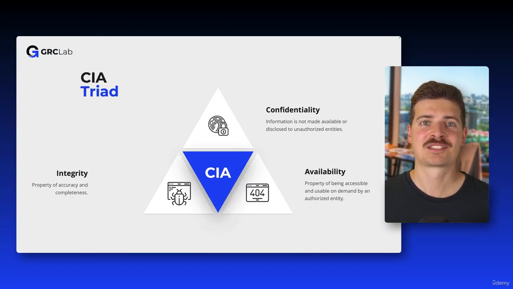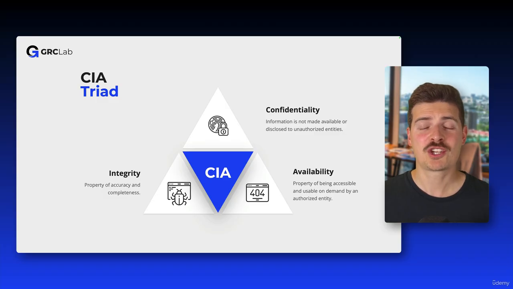And that takes us to a quick wrap-up. Confidentiality means keeping information private. Integrity means keeping information accurate and complete, while availability means keeping information accessible when needed. Together, these three form the CIA Triad, the foundation of information security.